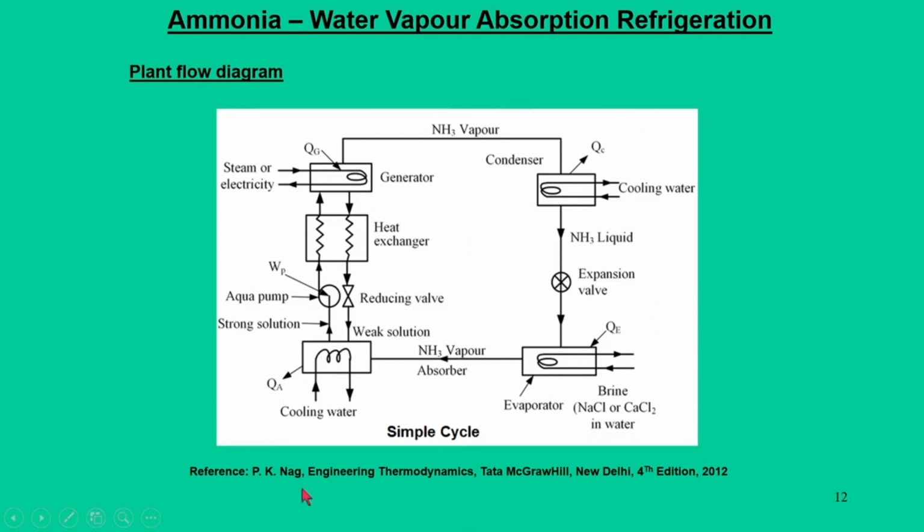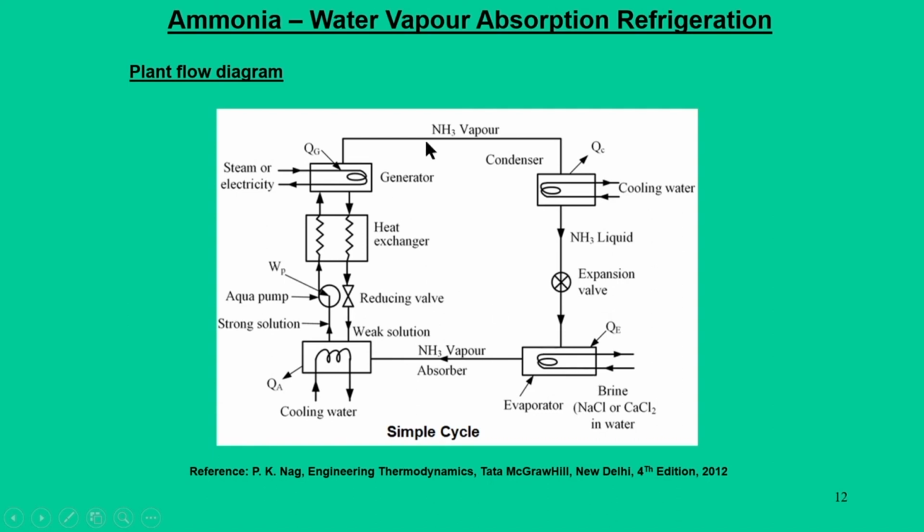This is another version of a plant flow diagram, which I have taken from the book Engineering Thermodynamics by Nag. Here they also talk about many things, like the expansion valve and reducing valves, just to regulate the pressures, and we have strong solutions and weak solutions that come from the generator. And many times we also use brine in water to improve the system performance.